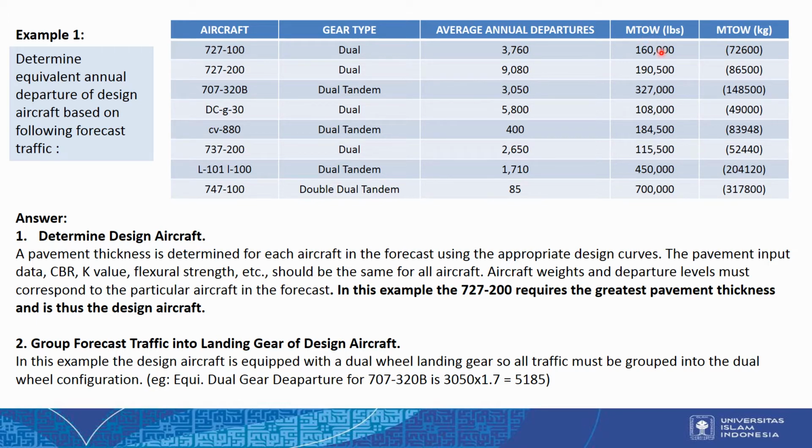Why do we use the MTOW? Because the MTOW is higher than the MLW, or maximum landing weight, because in MTOW the fuel is still full, so it will be higher than the MLW. So we will use the MTOW for the pavement design.